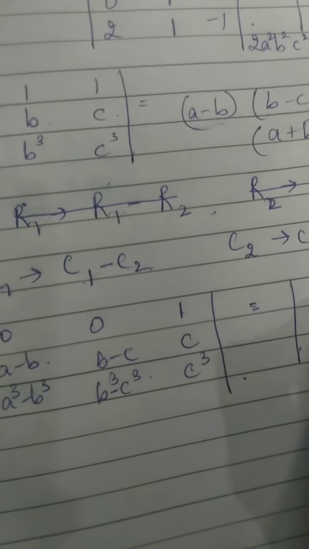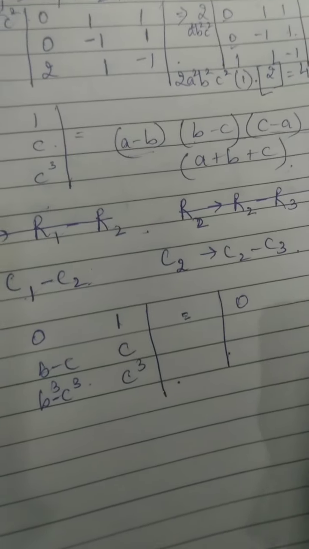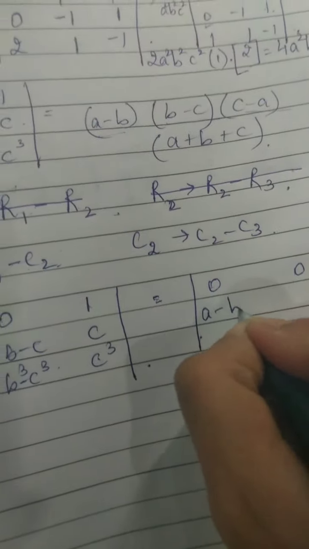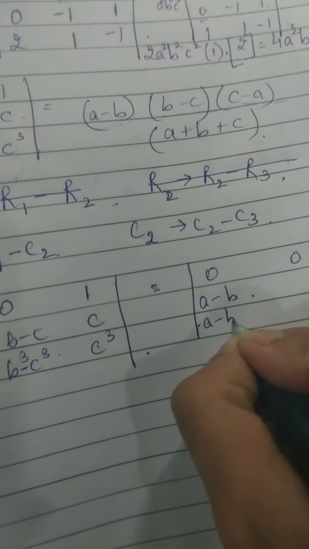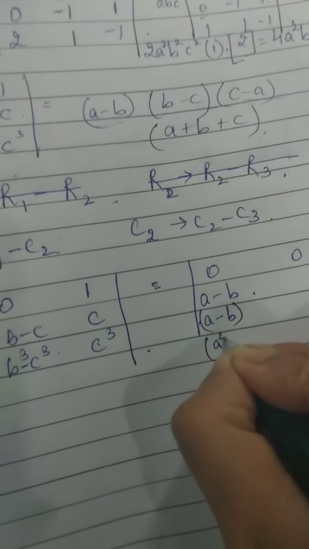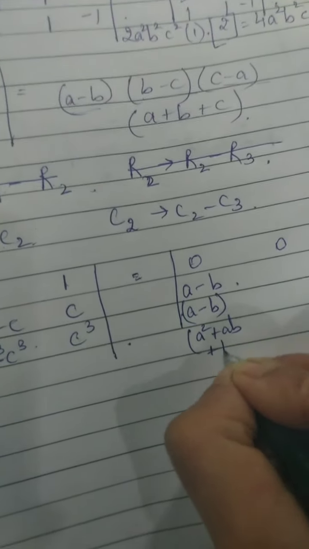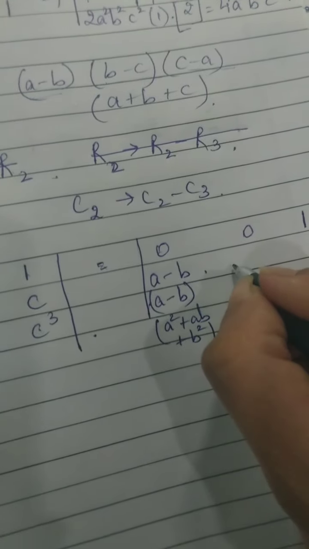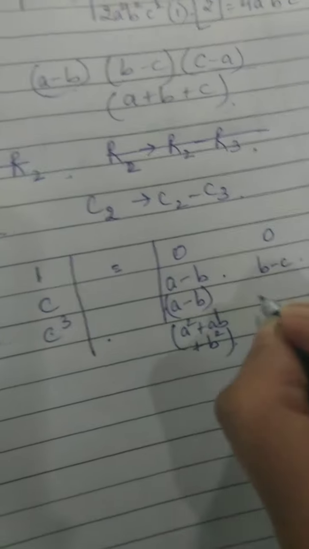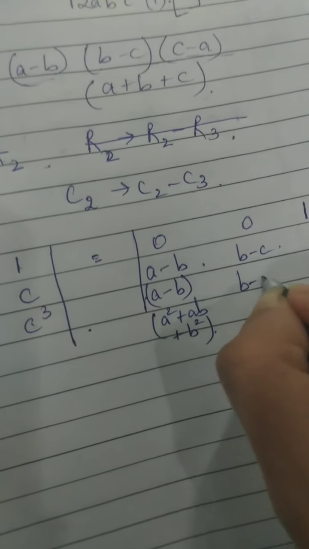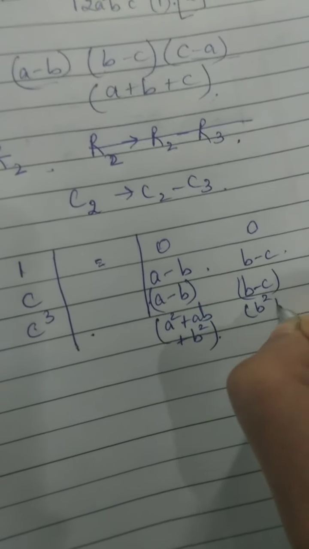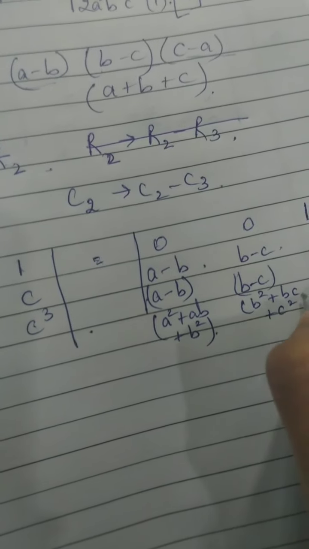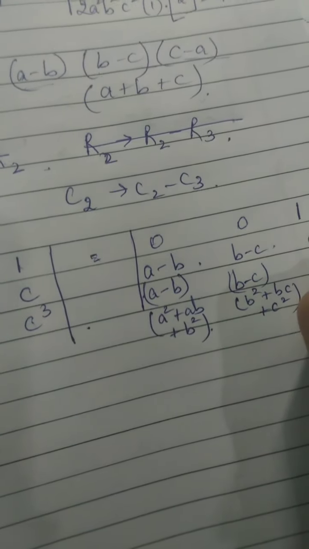What we can do is, we can simplify this and write it as A minus B. This can be written as A minus B into A square plus AB plus B square. Again, this is B minus C. This is B minus C into B square plus BC plus C square. And here we get C and C cube.